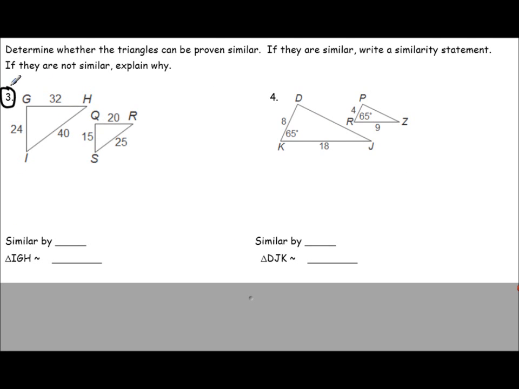Okay, I'd like for you to pause the video and try number 3. Obviously, you're given 3 sides in each triangle, so let's check the side-side-side similarity by setting up a ratio of all 3 sides and seeing if those ratios do in fact equal each other. So we compare the sides.